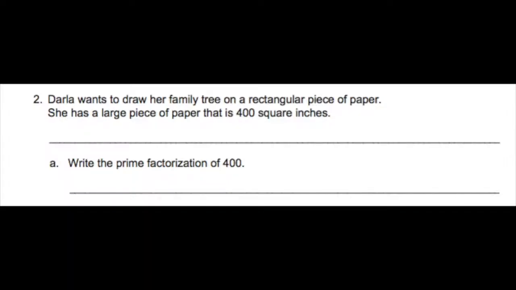Question 2. Darla wants to draw her family tree on a rectangular piece of paper. She has a large piece of paper that is 400 square inches. 2A. Write the prime factorization of 400. 2A. We need to find the prime factorization of 400. Remember, prime factorization is finding which prime number multiplies together to make your original number. So to do this, I'm going to use a factor tree on my whiteboard. I'm going to start with 400.